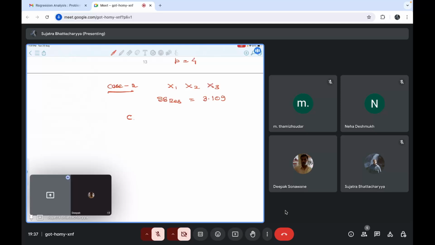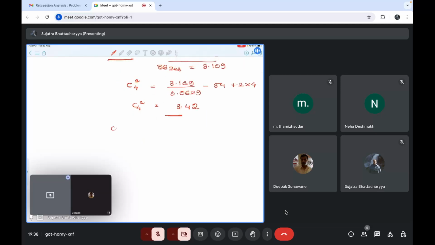So P is 4 in all the cases. C4, case A, I'm writing like this. Okay. So this is 3.109, the SS residual, divided by the full MS residual 0.0629, minus 54 plus 2 into 4, because there are 4 P. What I get is 3.42. So C4 of A is 3.42. A is the X1, X2, X3.